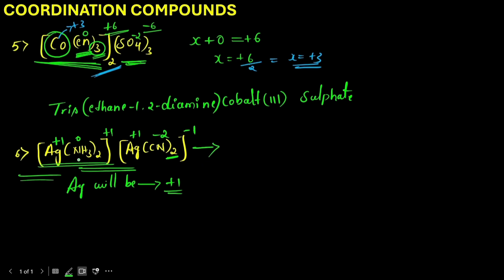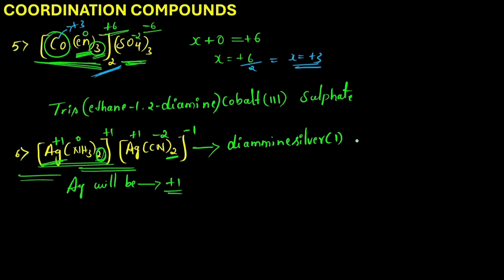In that, we have to write the name of the ligand. How many ligands are there? 2 ligands. Therefore, what is the prefix? Diammine. Okay. Here, this is the cationic complex. Therefore, the name of the cation should be written same as the element. Therefore, silver. What is the oxidation state of silver? That is +1. Then you have to give one space and then write the name of the anion.